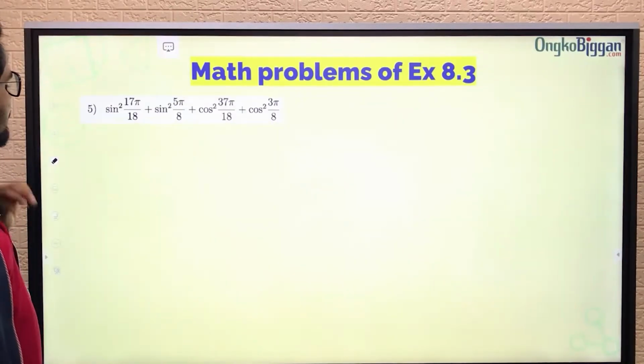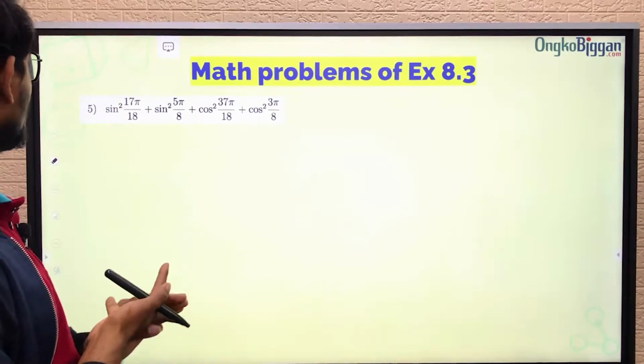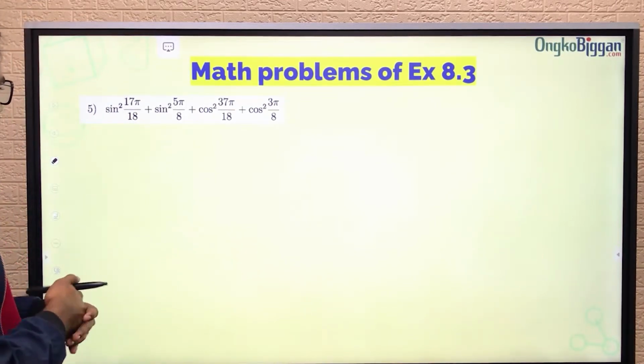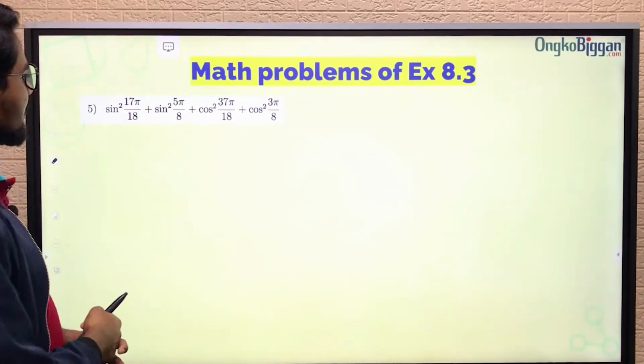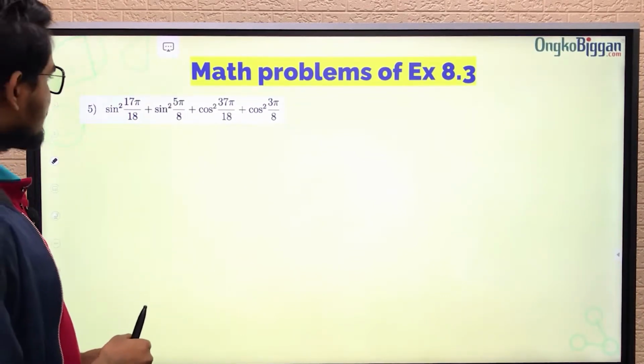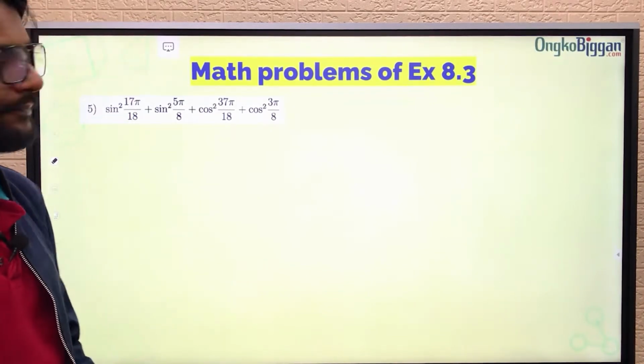So we move on to the next method. We have some trigonometric values: sin² 17π/18 plus sin² 5π/8 plus cos² 37π/18 and cos² 3π/8.